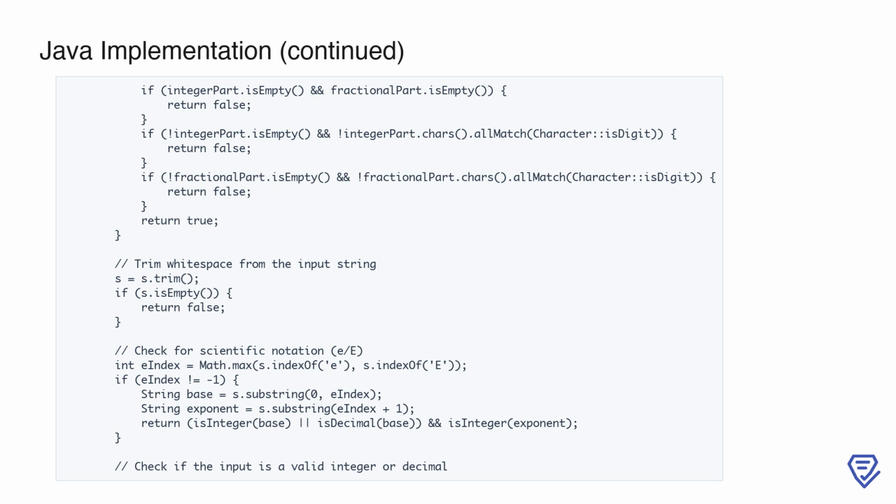Moving back to the main isNumber method, the input string s is first trimmed to remove any leading or trailing whitespace. If the trimmed string is empty, it returns false. Next, it checks for scientific notation, which is denoted by the presence of e or E. If found, the string is split into two parts, the base and the exponent. The base must be either a valid integer or decimal, and the exponent must be a valid integer. If these conditions are met, the method returns true.